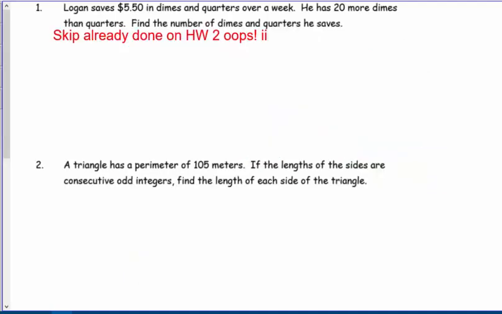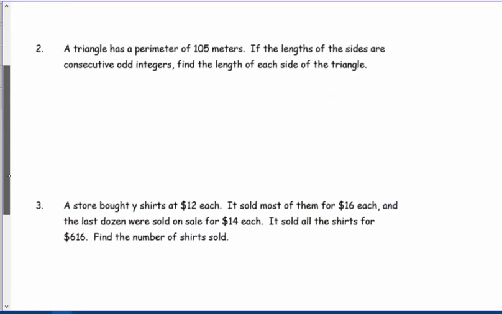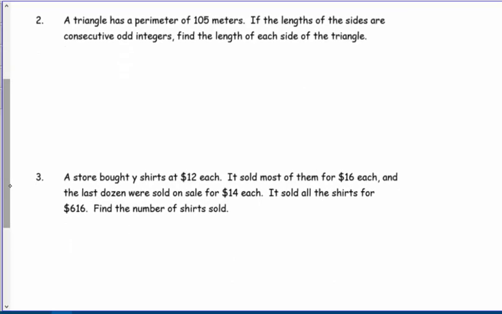Next page. Oh, we already did this question number 1. Silly me. I already had it in the packet. We did it on homework 2. So, oops, go on to question number 2. A triangle has a perimeter of 105 meters. If the lengths of the sides are consecutive odd integers, oh, we've already seen this. Find the length of each side of the triangle.